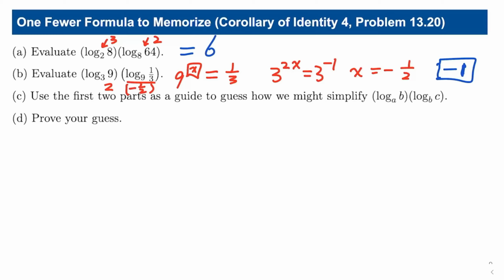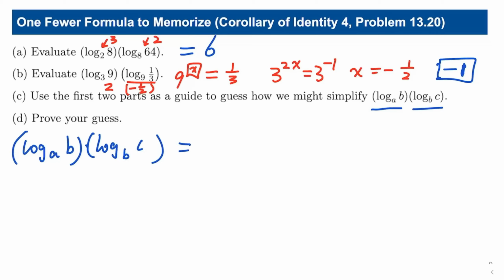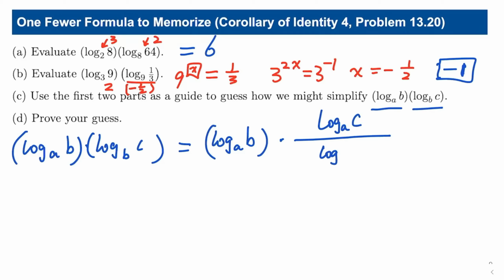Use the first two parts as a guide to guess what we might simplify, this and this. Log base a of b times log base b of c equals log base a of b times log base a of c over log base a of b, using the identity from last slide. Then this cancels with this. Therefore, we have log base a of c. This is how we prove our guess.